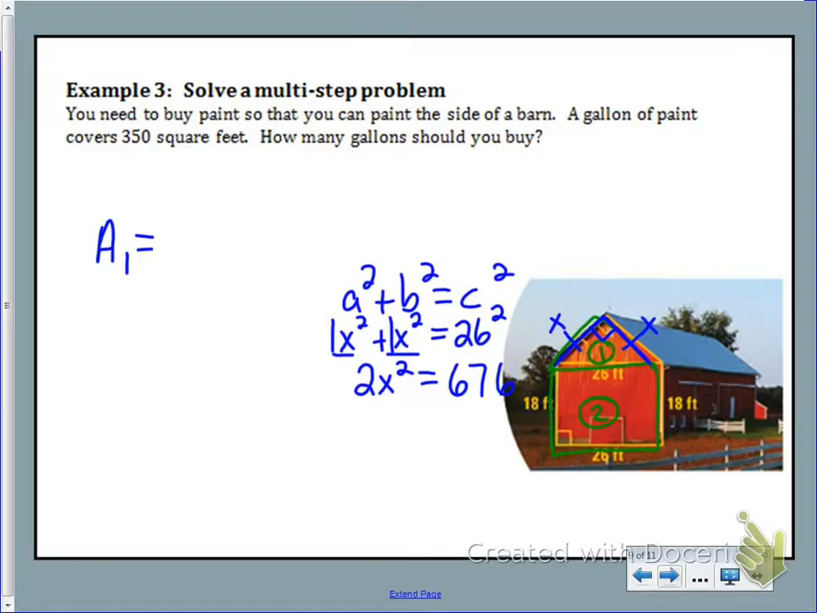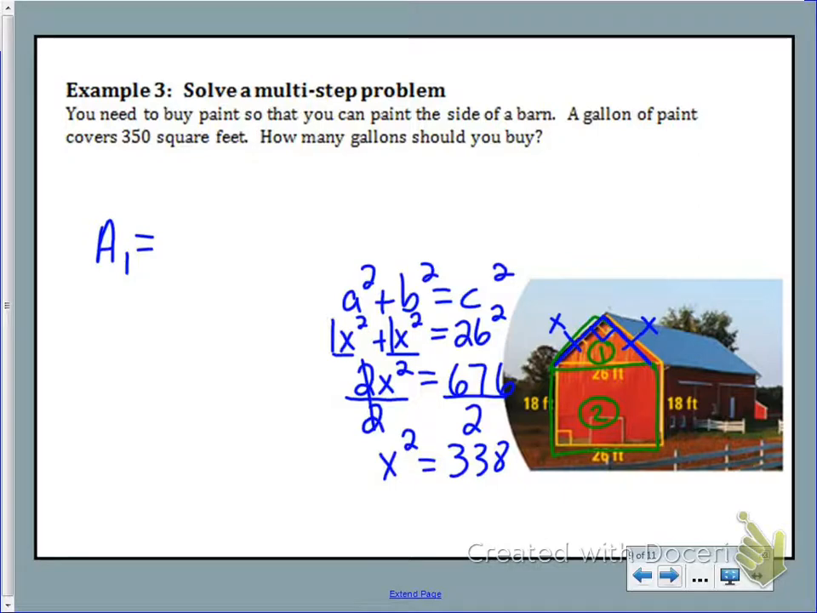I just moved this over so I had a little bit more room to solve my equation. Now what we need to do is divide by 2 to remove the coefficient of x squared. 676 divided by 2 is 338. Keep in mind, there's some pretty challenging algebra going on if you're not used to working with x squared and so forth in your equation. If you have questions about that, please make a note in your annotation so we can discuss that.